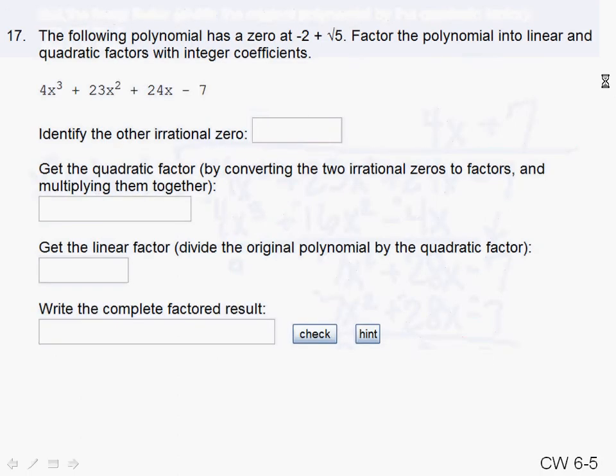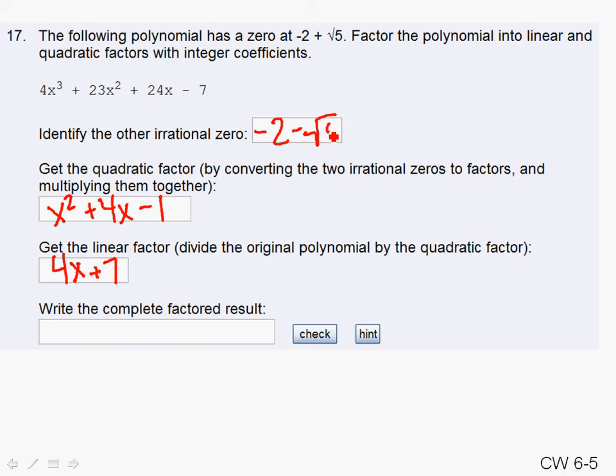For the final answer, I'm going to put all of that together. So my linear one was 4x plus 7. My quadratic was x squared plus 4x minus 1. My other irrational zero was negative 2 minus the square root of 5. And the complete factor result is 4x plus 7 times x squared plus 4x minus 1.